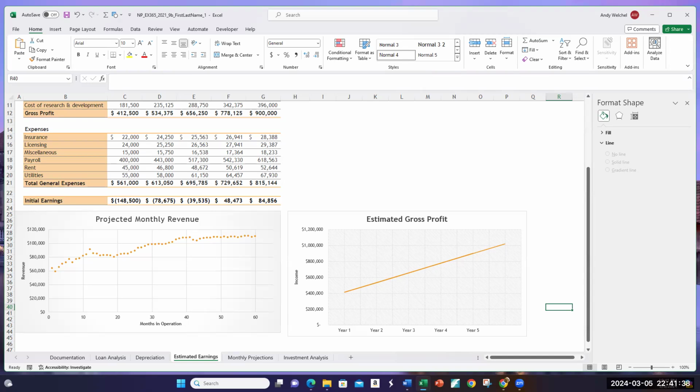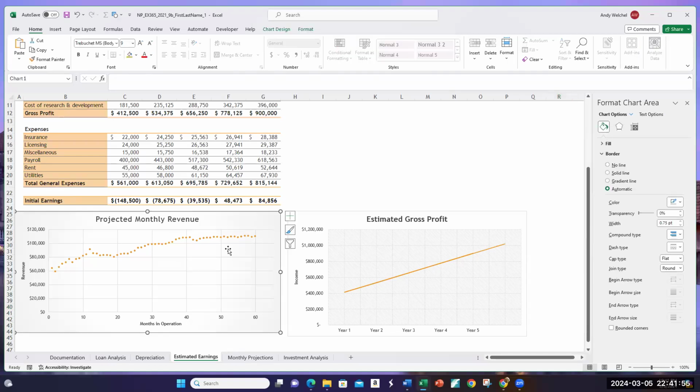Number 13, the projected monthly revenue scatter chart is based on monthly revenue estimates. We want a trend line to show how revenues increase, blah, blah, blah. So this is nice, but it's kind of dotty. We want a smooth line. Again, don't click in there. Click like in the general area.